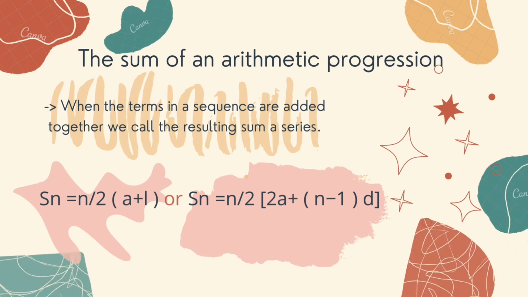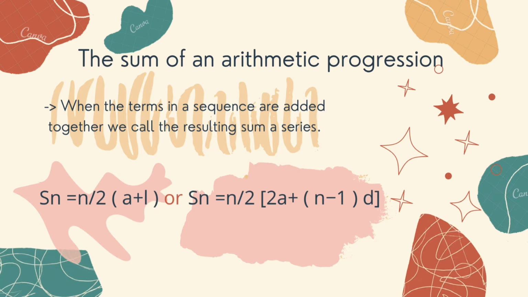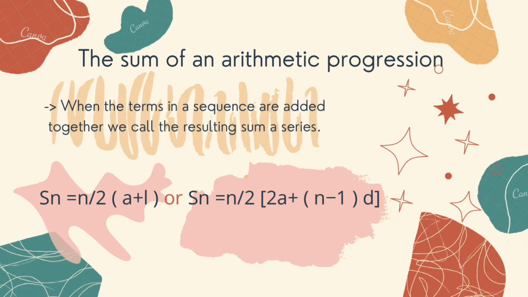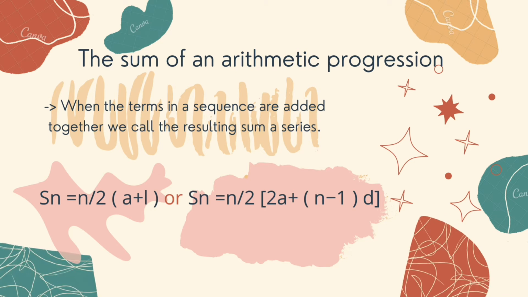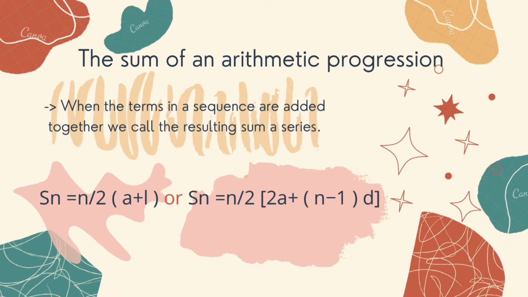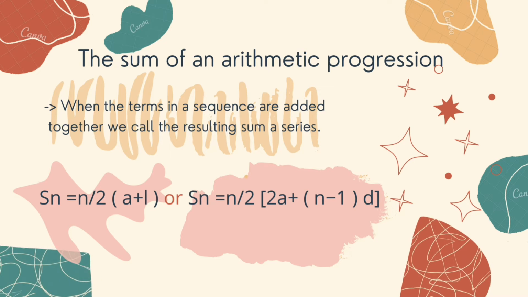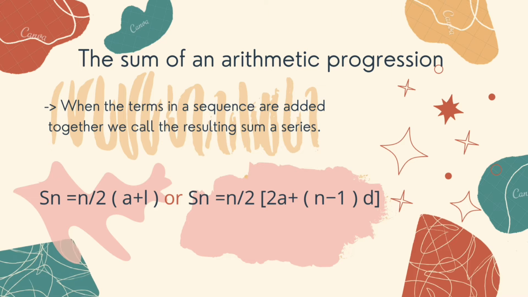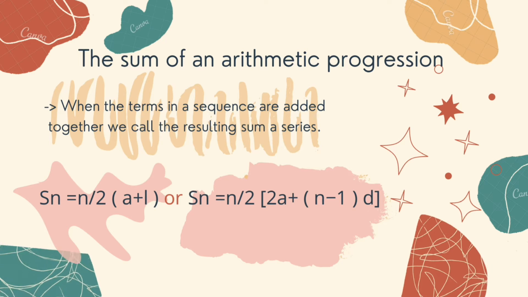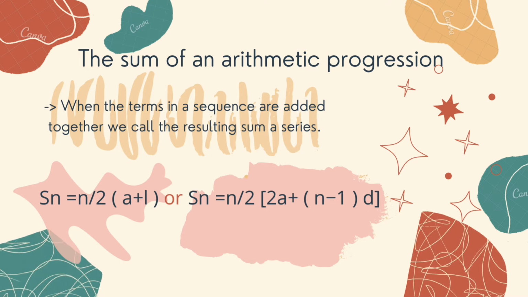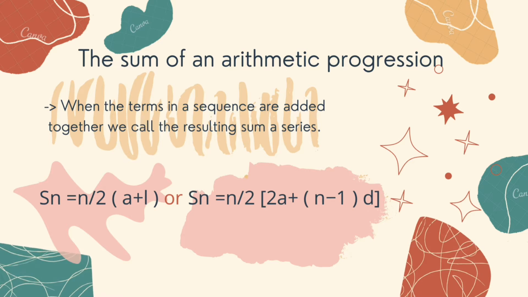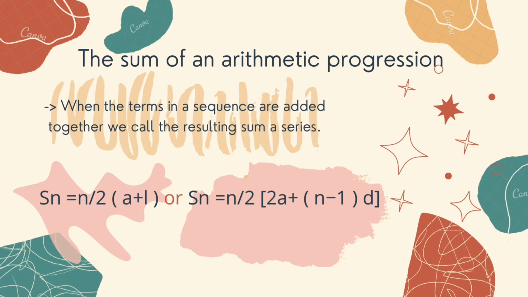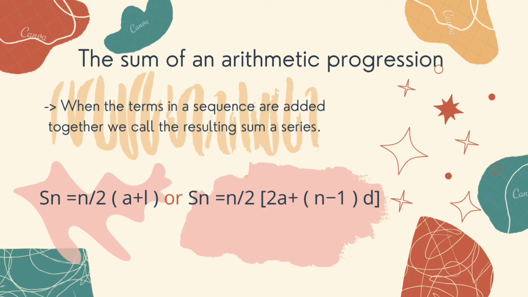So next we move on to the sum of an arithmetic progression. When the terms in a sequence are added together, we call the resulting sum a series. The formula we use to find the sum of an arithmetic progression is Sn equals n over 2 times a plus l, where l is the last term, or Sn equals n over 2 times 2a plus n minus 1 times d.